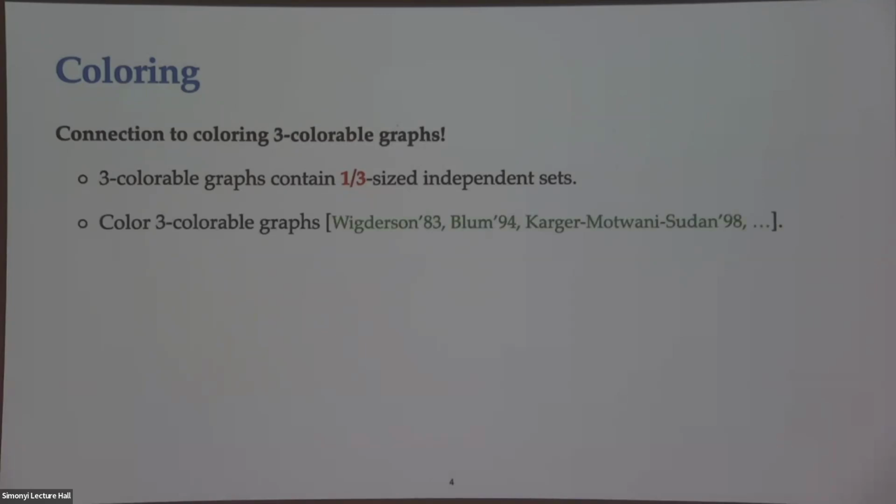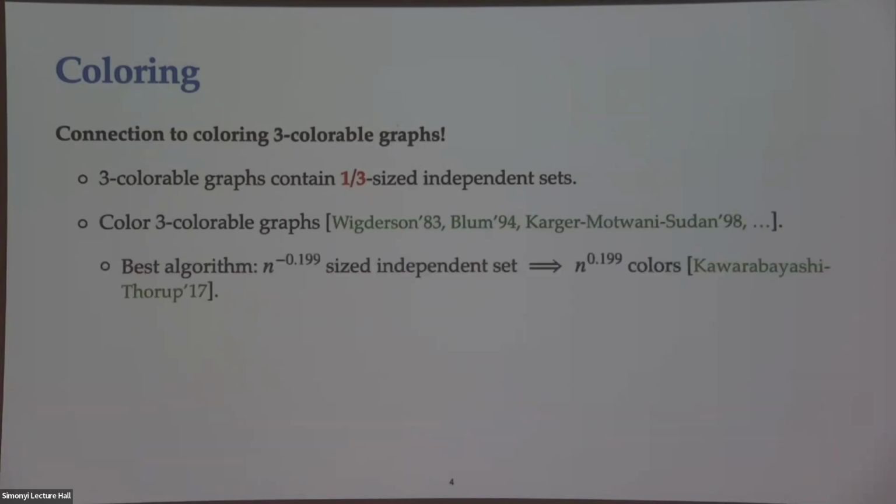Well, there's a long line of work studying coloring 3-colorable graphs with as few colors as possible. This line of work started from the famous work by Avi, who showed that you can color 3-colorable graphs using root n colors. The best known right now is using n to the 0.2 colors, roughly, or slightly smaller than 0.2.